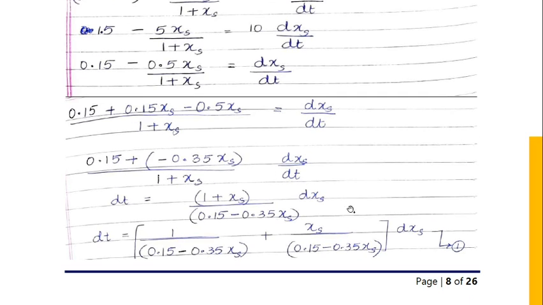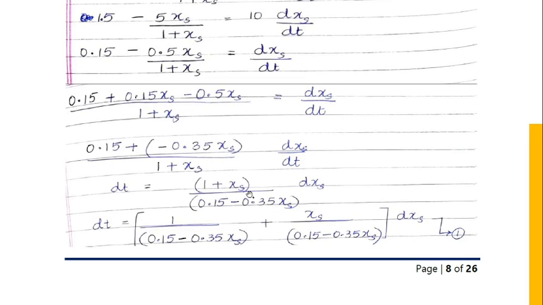Now we'll have to integrate this equation with respect to xs and t. So we'll separate out the terms. All those terms which are related to xs, we'll take to the other side. In fact, all these terms are related to xs, so the dt will go on the other side, and these terms will come on this side. That is 1 plus xs divided by 0.15 minus 0.35 xs, dxs. We'll have to integrate this equation.